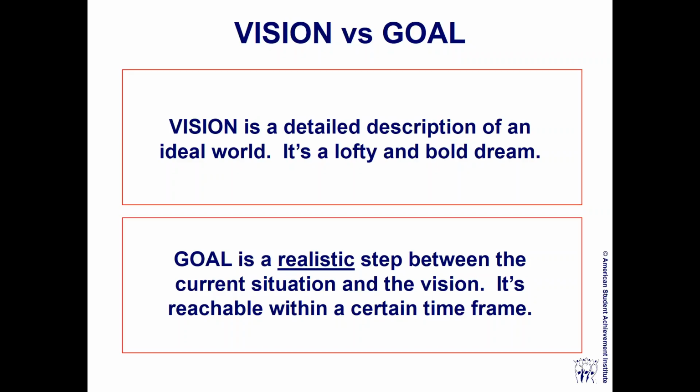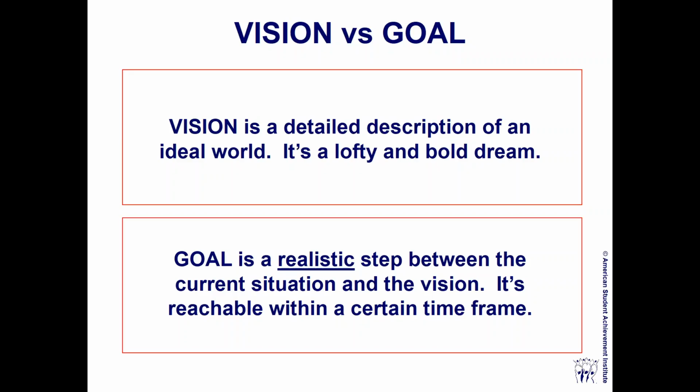A goal is reachable within a certain time frame. So if our vision is that 100% of the kids are going to get a perfect score on the SAT, I'm going way lofty, and we know that right now 0.0002% of the kids are doing that, then we might want to raise that to 0.003. So it's a realistic step between where you currently are and this dream, and it's achievable within a specific time frame. So two months from now, we're going to talk about goals.